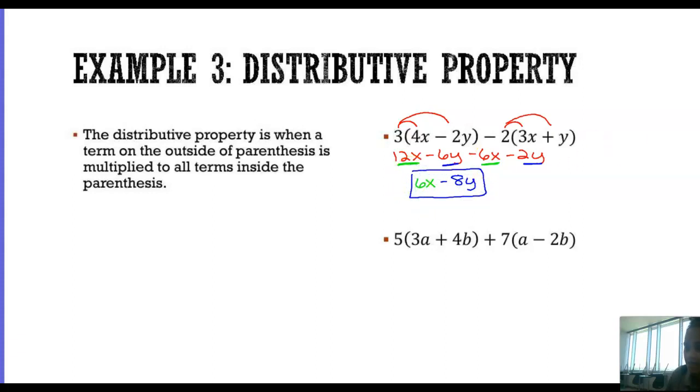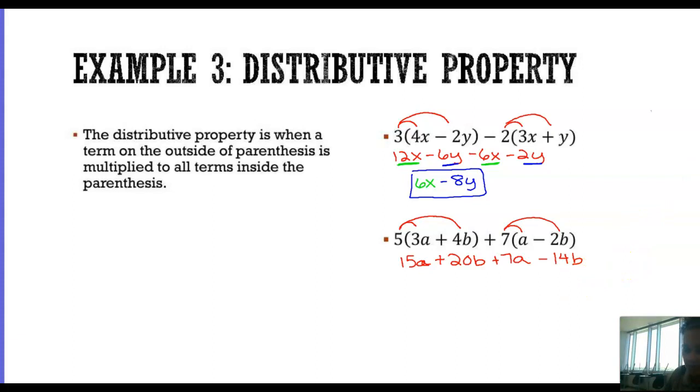And finally, on the last problem we're going to do together today, I'm going to distribute. 5 times 3a is 15a. 5 times 4b is 20b. And then let's distribute the second parentheses. 7 times a is 7a. And 7 times negative 2b is negative 14b.